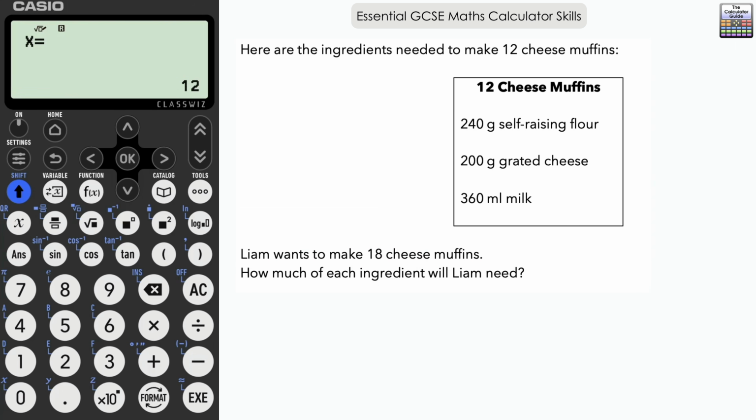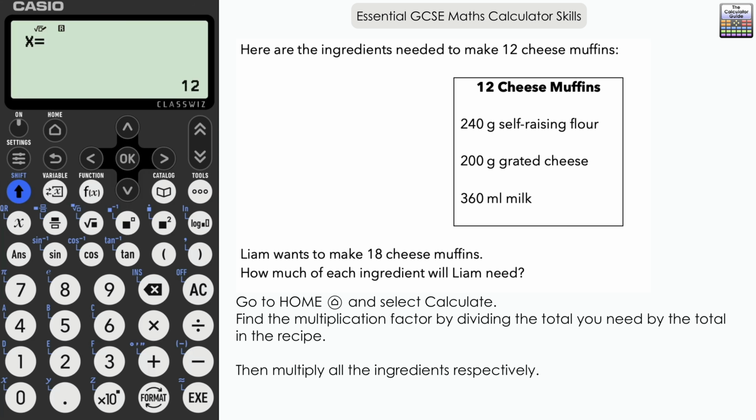Here are the ingredients needed to make 12 cheese muffins. We have the ingredients there. Liam wants to make 18 cheese muffins. How much of each ingredient will Liam need? Well, these are very similar to enlargements in some ways, in that you need to find essentially the scale factor. What value would you need to multiply each ingredient by to make more or less of the particular item in the recipe? In this case, it's cheese muffins. It's what we need, which is 18, divided by what we have in the recipe, which is 12.